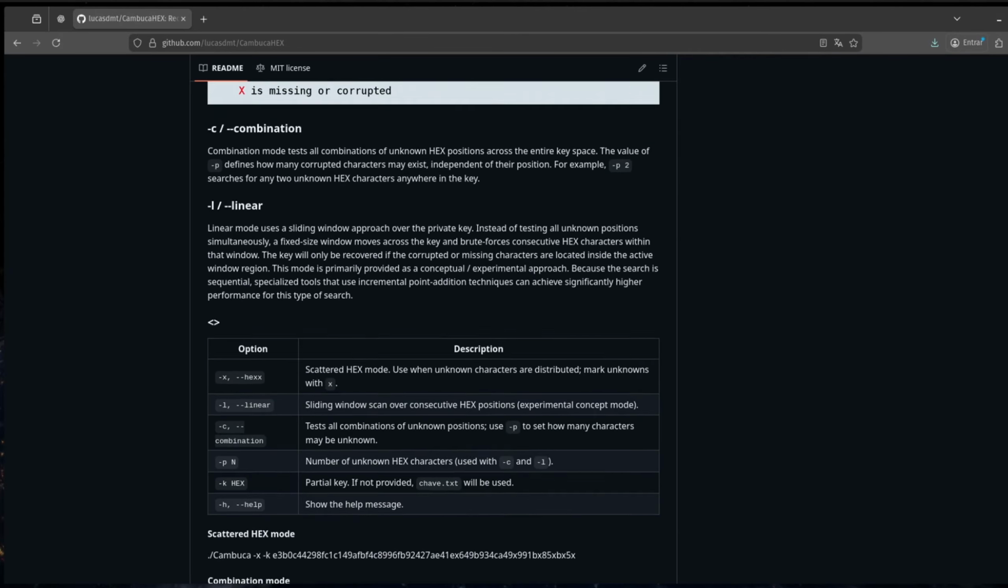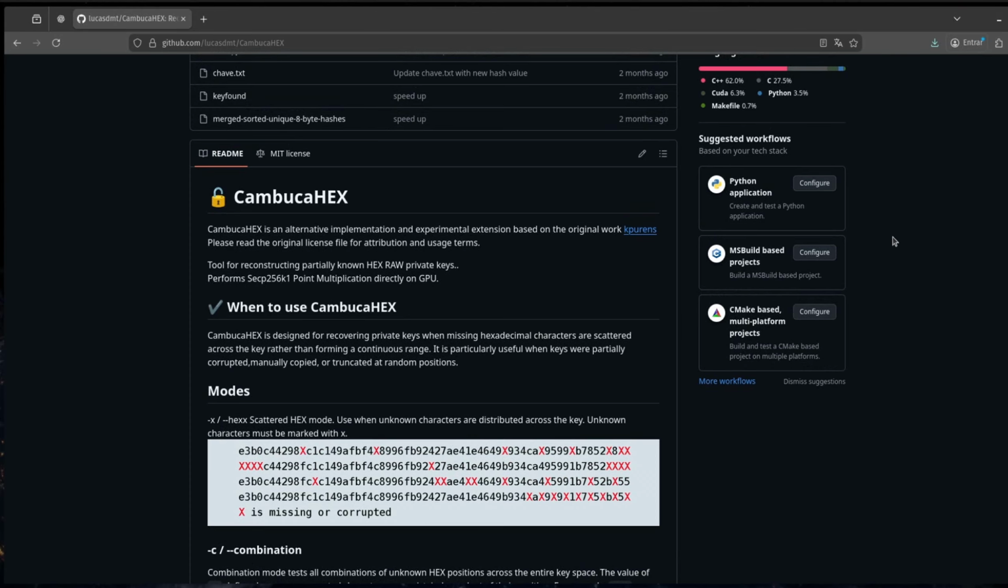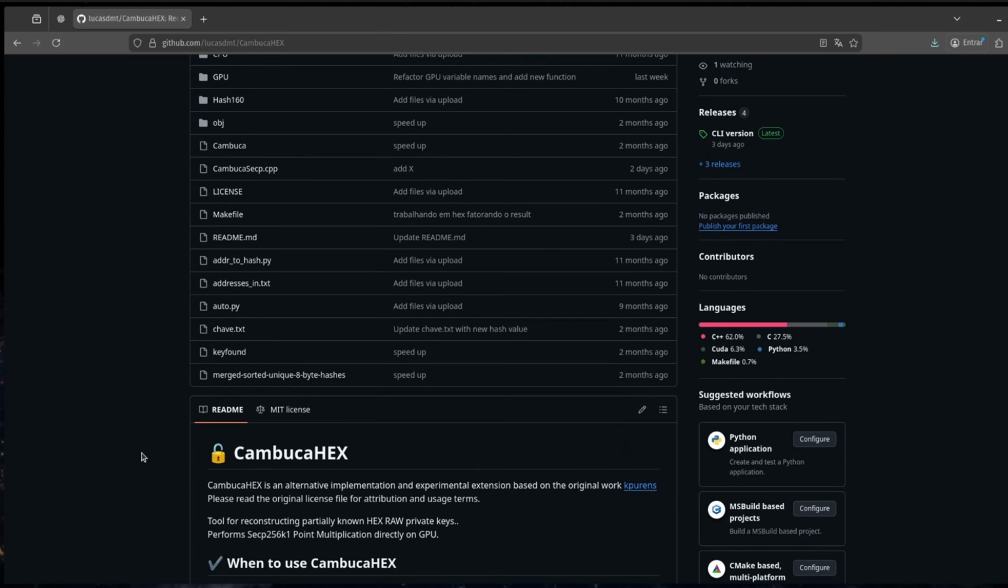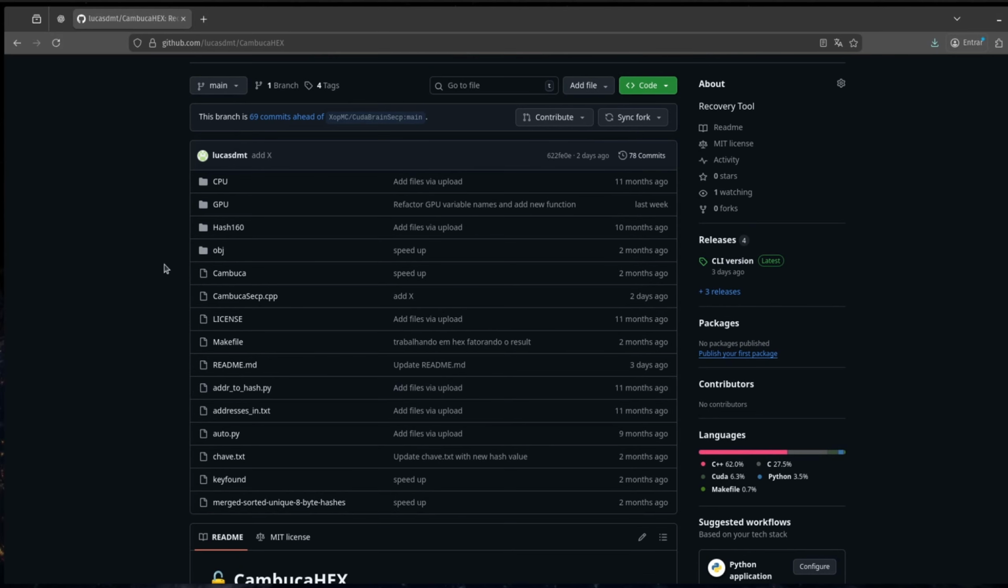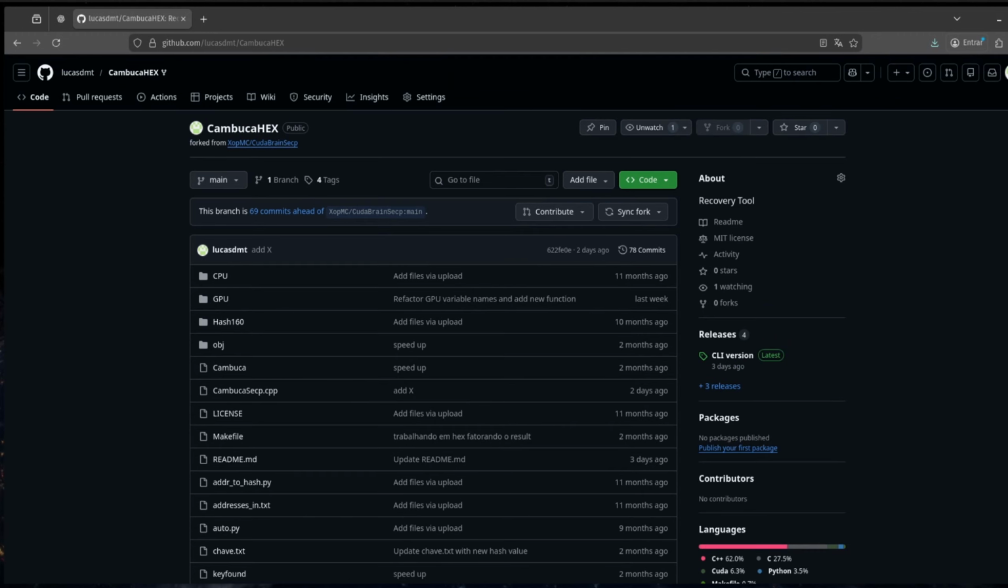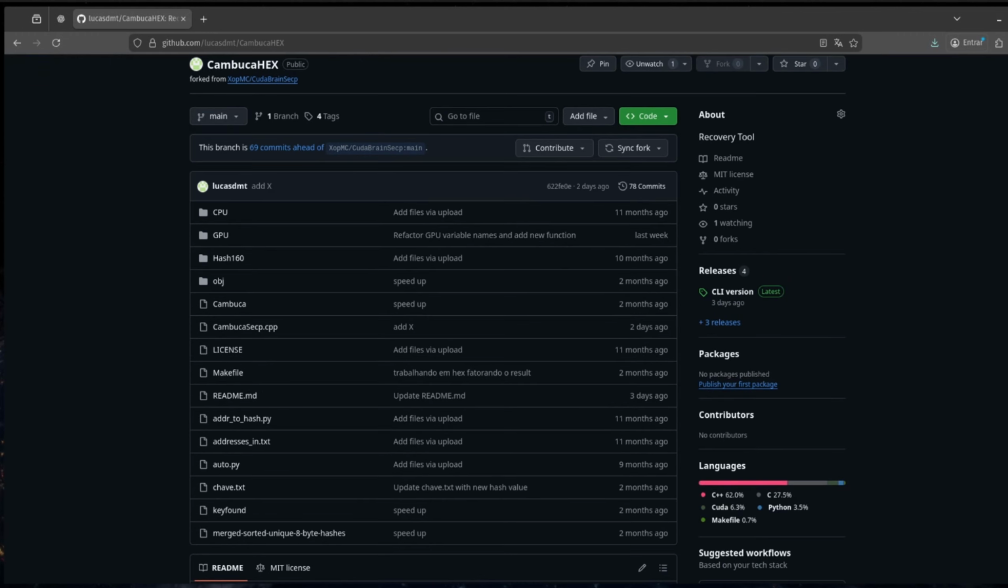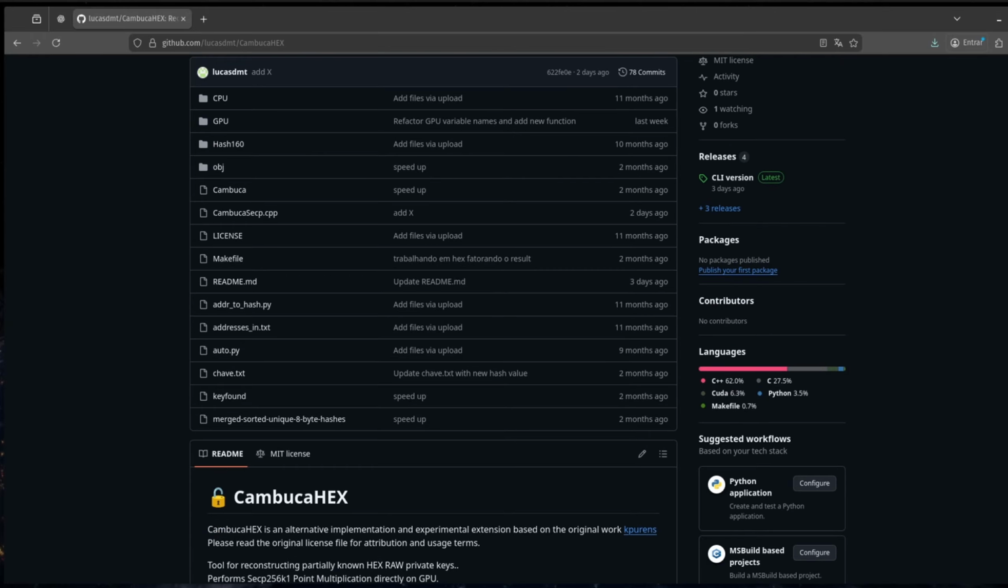Our project is an amateur one, so there may be errors, just as this video may also contain errors. For a real search, always run offline. Even after inserting a partial key, never reconnect your computer to the internet. Just because a project is open doesn't mean it's safe. Always monitor your graphics card temperature, use a quality power supply, and that's it folks.